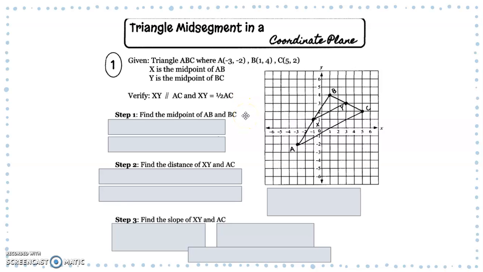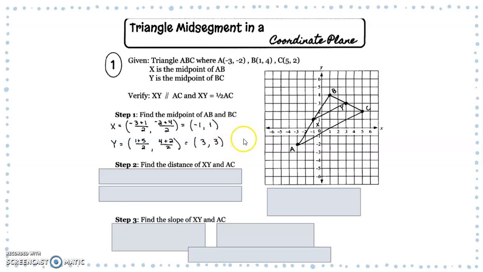We're going to start this problem by finding those midpoints, finding what X and Y are. To find X, remember our midpoint formula is adding the two X values and dividing by 2, adding the two Y values and dividing by 2. So I find that the midpoint of AB, which I'm labeling as X, is -1, 1. And same thing with finding our Y. And I find that my midpoint of BC, or Y in this case, is 3, 3.